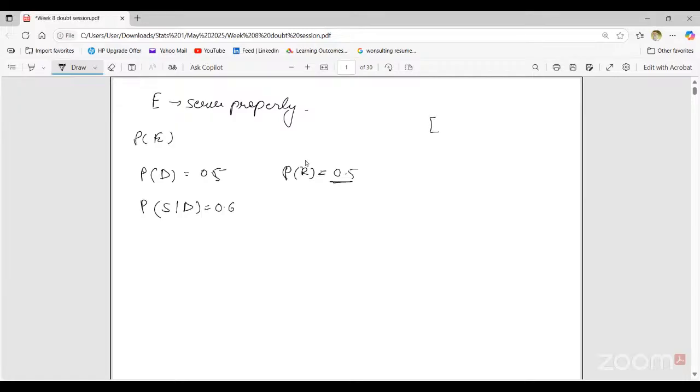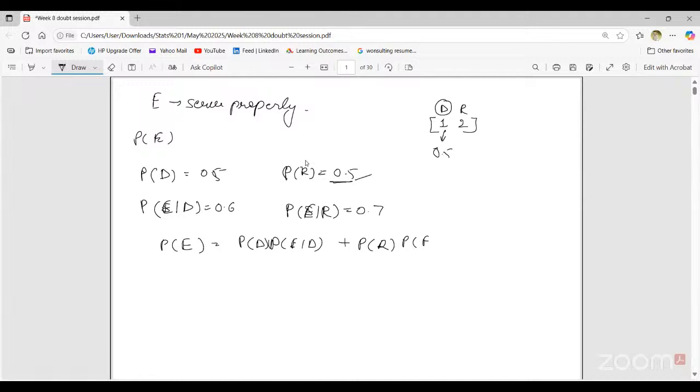For a uniform case, we have two numbers, 1 and 2, and they have equal chance. So what is the probability of occurrence of 1? 0.5, correct? It is the same thing. So this is Dishu and this is Rohan. They have equal chance of playing the game, so the probability of Dishu playing is 0.5. And this will be 0.7. So you need to find the probability of E. E would be probability of D into probability of E given D, plus probability of R into probability of E given R. That's it.